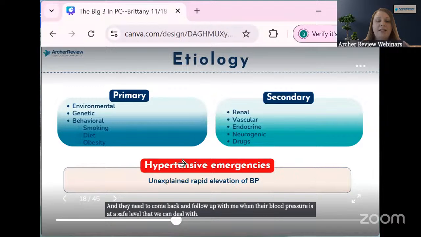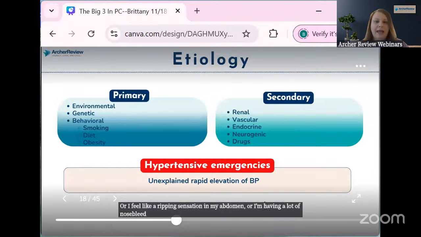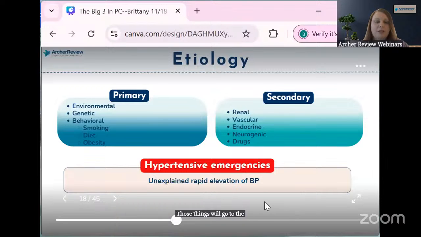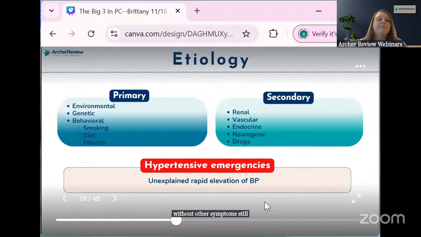So that is my cutoff. Or if they're having a lot of symptoms, like the worst headache of my life, or a gripping sensation in my abdomen, or a lot of nosebleeds with really high blood pressures, or they're pregnant. Those patients will go to the ER at a lower threshold of blood pressure, but 180 over 110 without other symptoms still goes to the emergency room.